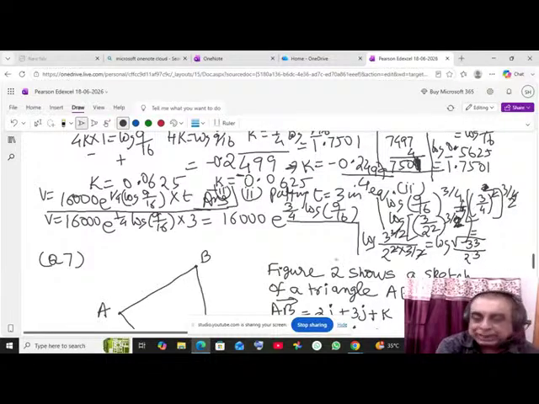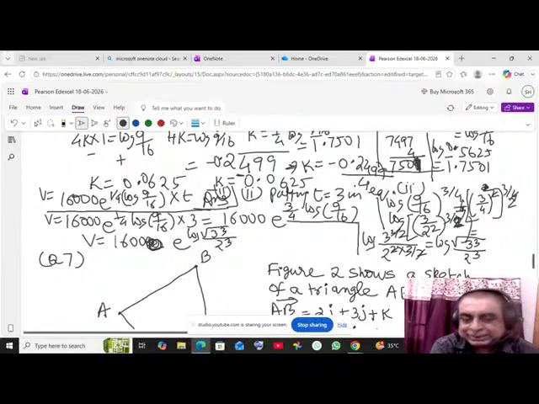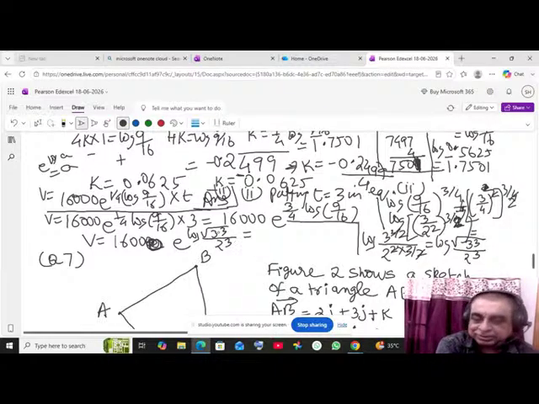So V becomes 16,000 e to the power of log square root of 3 cube divided by 2 cube. And e to the power of log of any quantity is that quantity. We know e to the power of log a is equal to a. So e to the power of log this will be this number only.